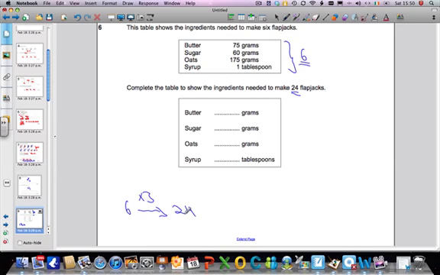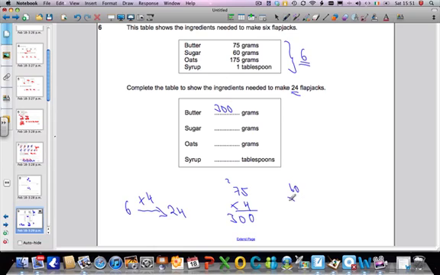4 sixes are 24. So you're going to times it by 4 to get 24. So I'm going to have to increase all of these 4 times. So what we're going to do is 75 times by 4. 0 carry 2 and 28, 29, 30. So we must have 300 grams of butter.